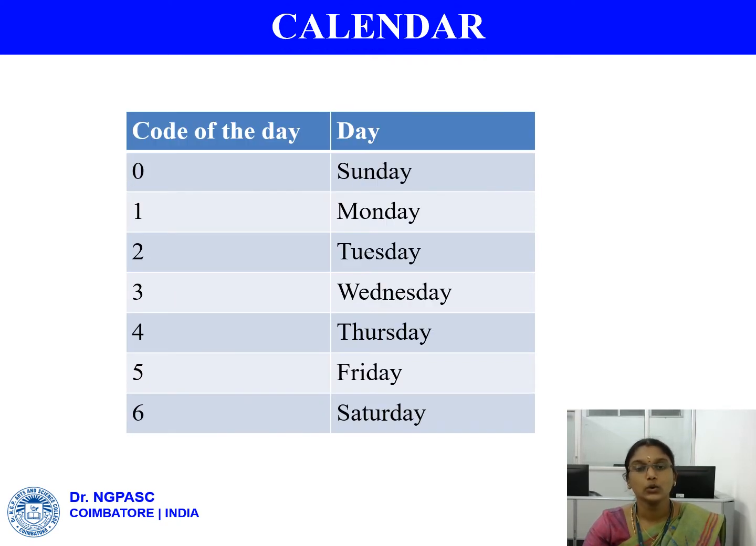Next, this is the code of the day. Sunday is considered as 0, 1 is Monday, 2 is Tuesday, 3 is Wednesday, 4 is Thursday, 5 is Friday, 6 is Saturday.